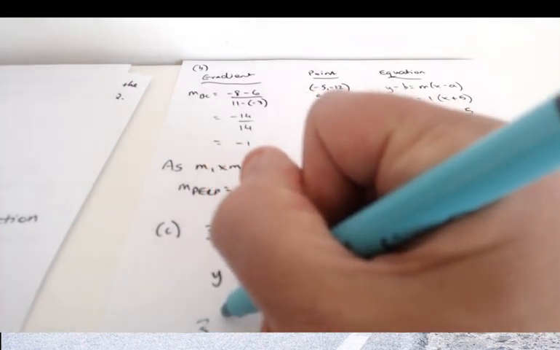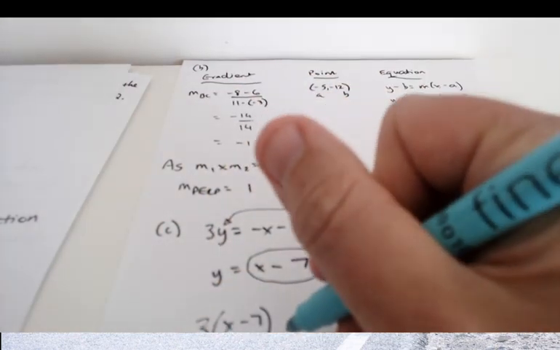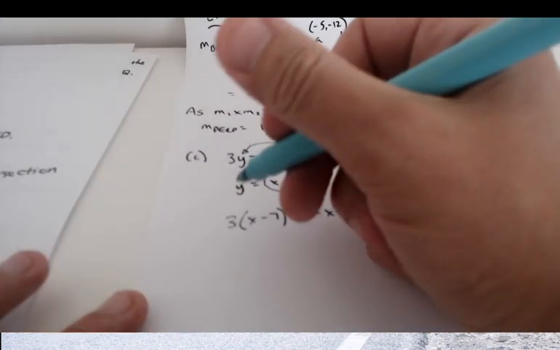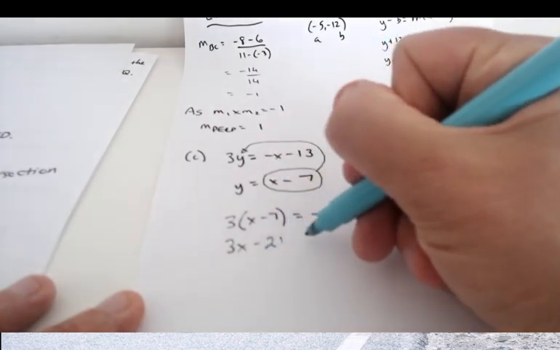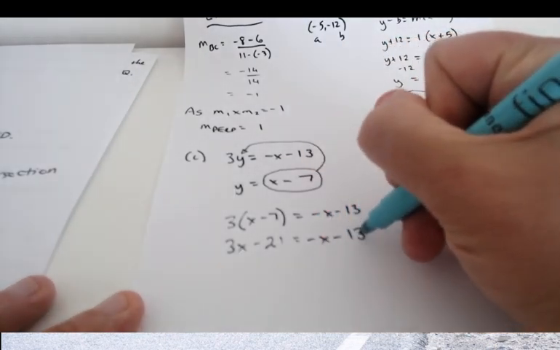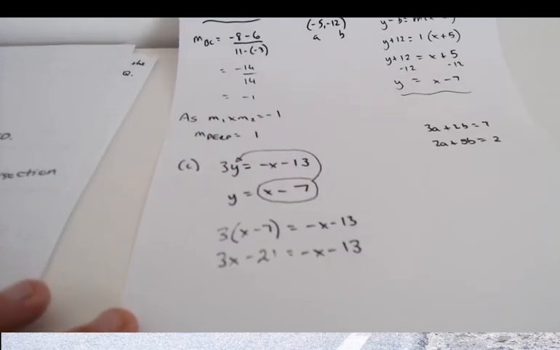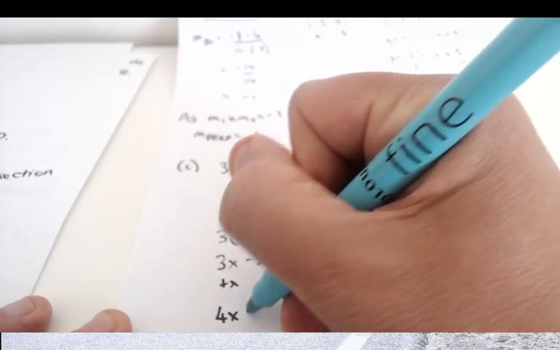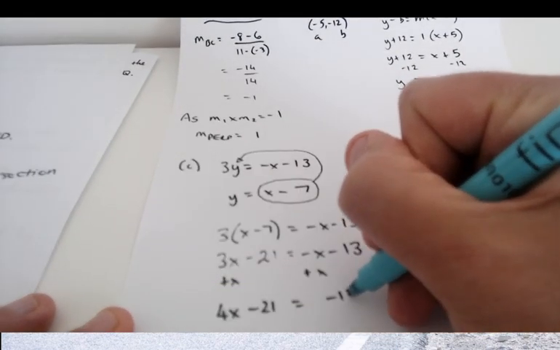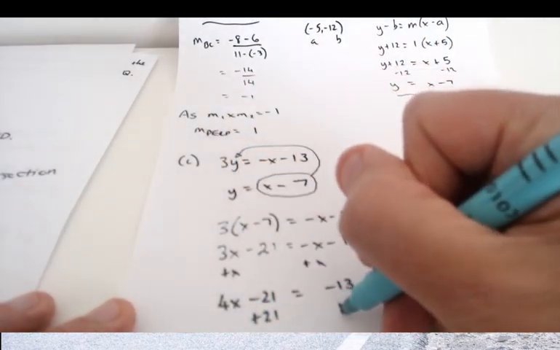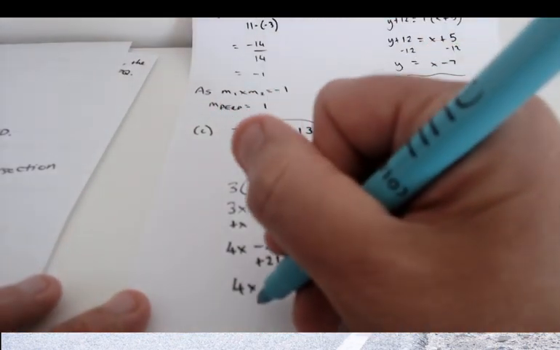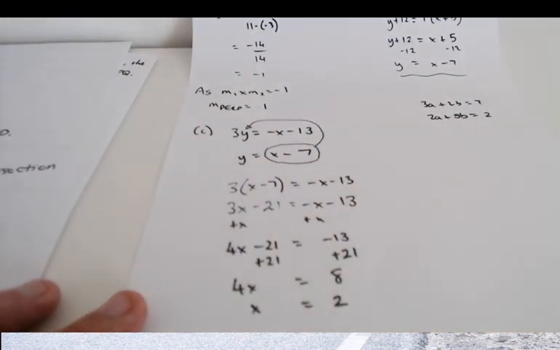So I will get 3 bracket x minus 7, like so. I'm going to multiply out this bracket, and now we're faced with a basic equation that we will solve using balancing. So I'm going to add x to both sides, minus 13. I am going to add 21 to both sides, 4x equals 8, and then I can solve that, x will equal 2.